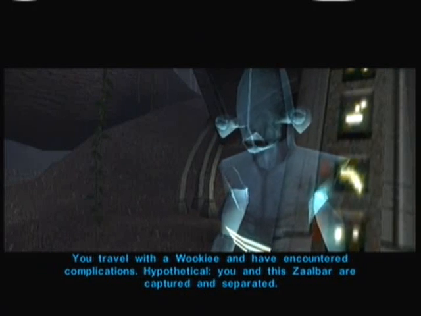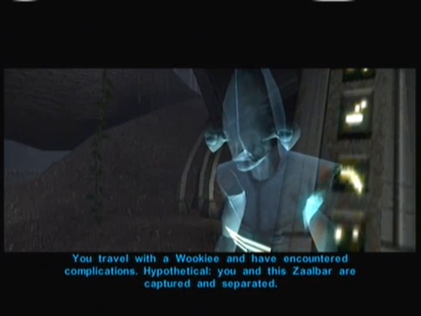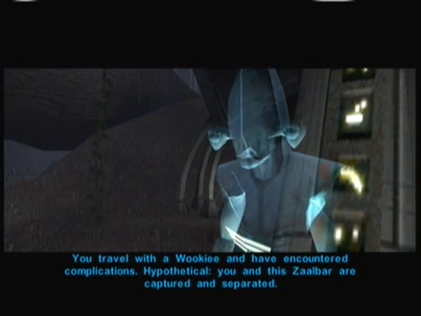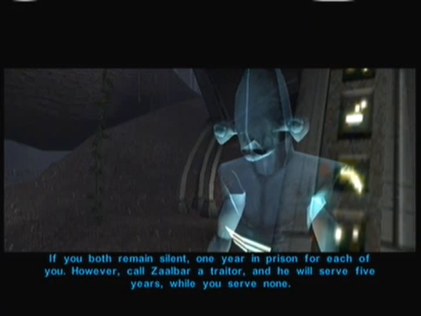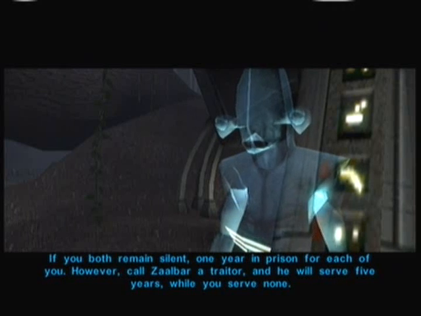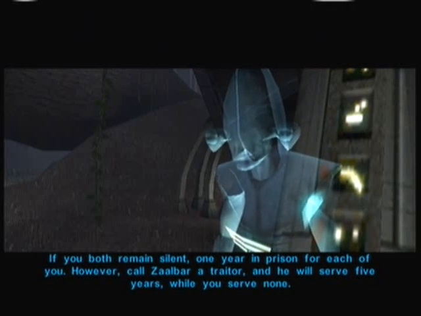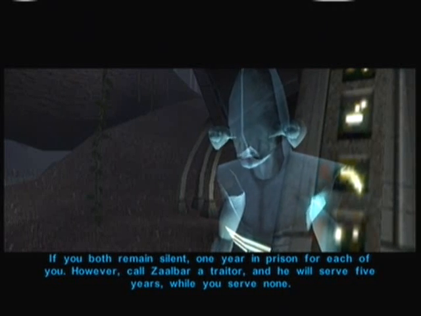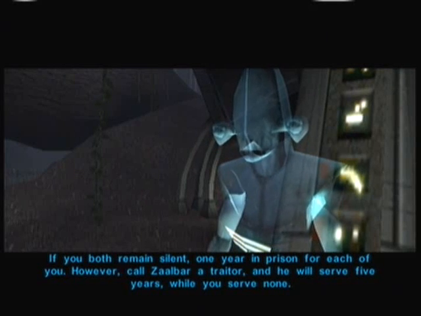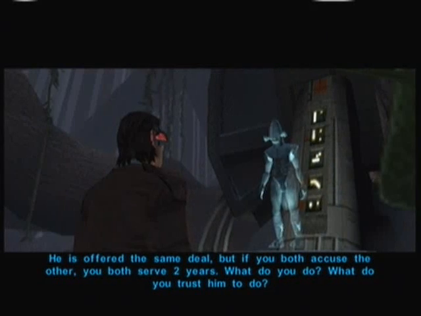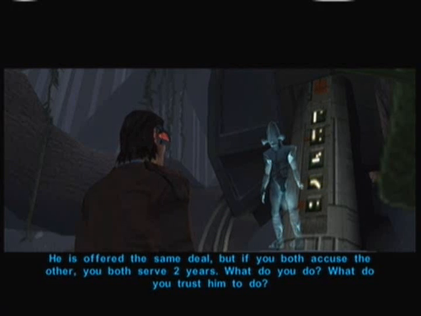You travel with a Wookiee and have encountered complications. Hypothetical. You and this Zalbar are captured and separated. If you both remain silent, 1 year in prison for each of you. However, call Zalbar a traitor, and he will serve 5 years, while you serve none. He is offered the same deal, but if you both accuse the other, you both serve 2 years. What do you do? What do you trust him to do?